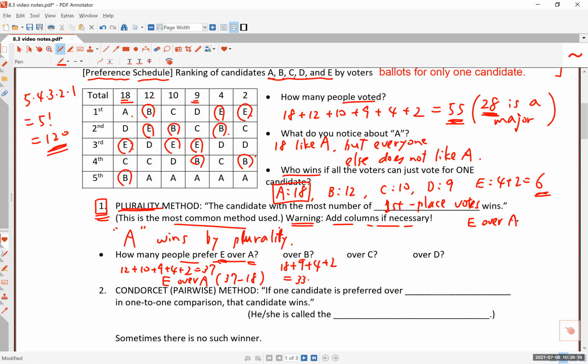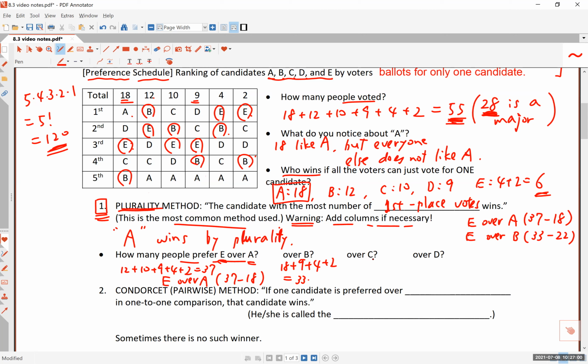So E over A, and the score was 37 to 18, right? And then E seems to win over B because the answer is 33. Remember, 33 is a majority. Okay, so 33, and 55 minus 33 is 22. So 22 people would prefer B over E. But in the pairwise comparison, E wins because E has 33 people and B has 22 people, right? Again, all I'm doing is comparing E and B in the pairwise or one-on-one comparison.